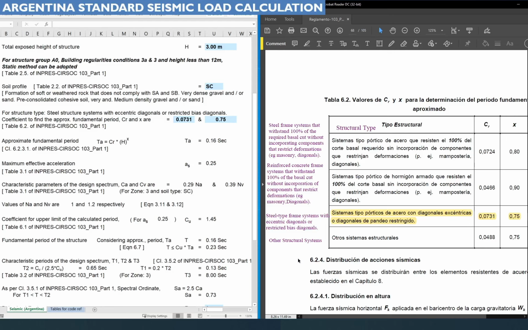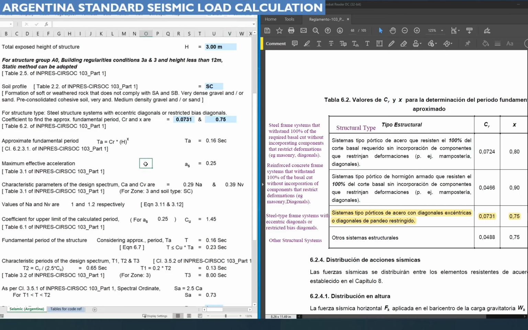And for other structural systems also, there are some factors to be considered for CR and X. So in our case, it is a steel type frame system with eccentric diagonals or restricted bias diagonals. I am just assuming this as my case. And for that, the CR value is 0.073. I have entered it here. And for the X factor, it is 0.75.